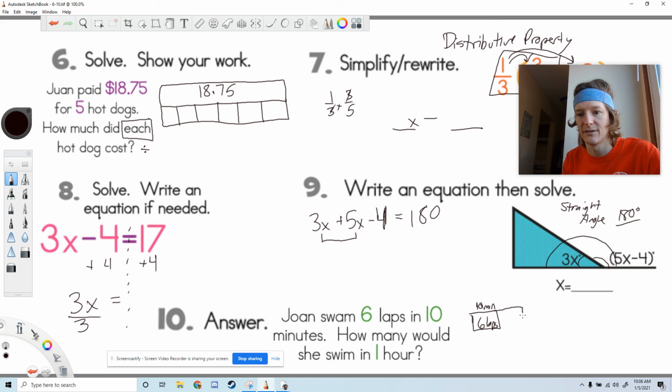So here, I'll do another 10 minutes. So in another 10 minutes, she swims 6 more laps. Okay, so how many of those are we going to need to make a full hour, to make 60 minutes? How many laps do we do in 60 minutes?